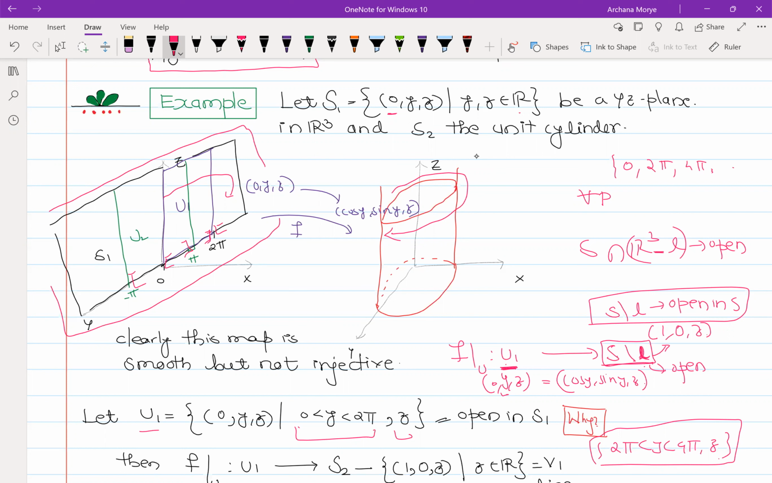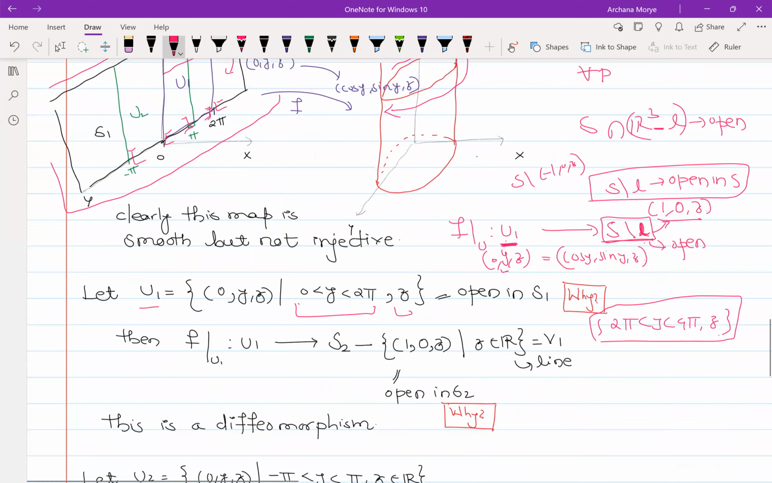The only thing is that this line L will be converted to which line? If I take minus pi to pi, what are the points which are missing from the cylinder? Then it will be the line (-1, 0, z), right. And then the same thing will work. This is actually what I wrote here. I'll share the notes so that you can see it.